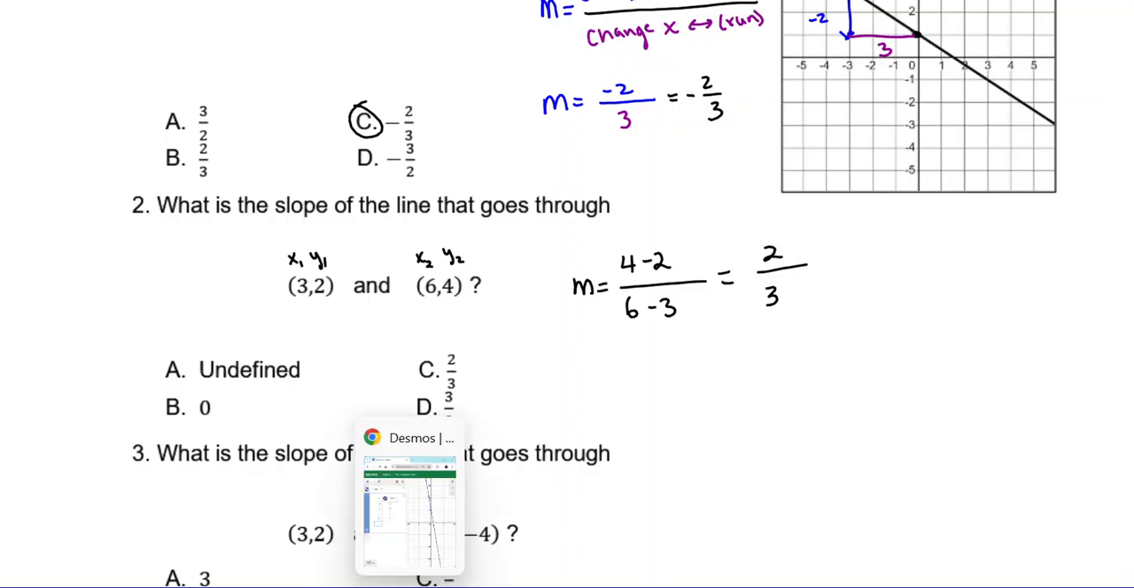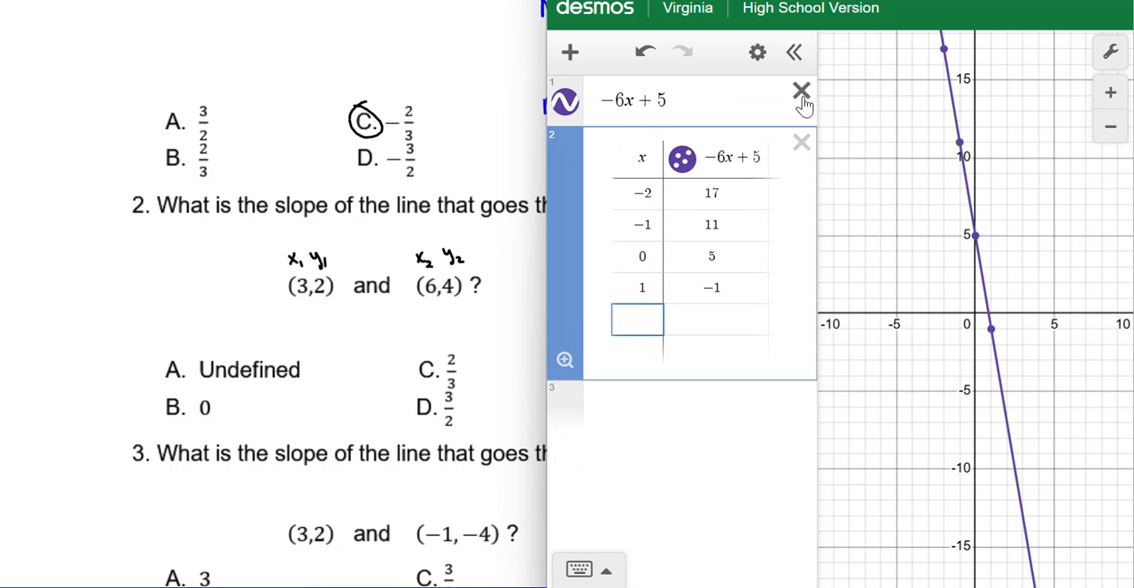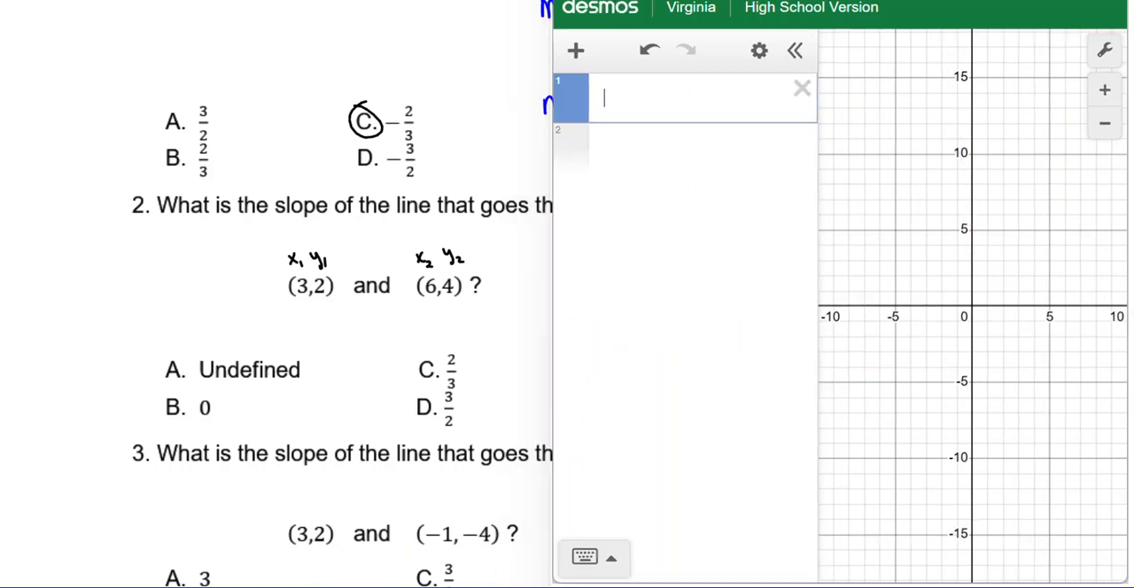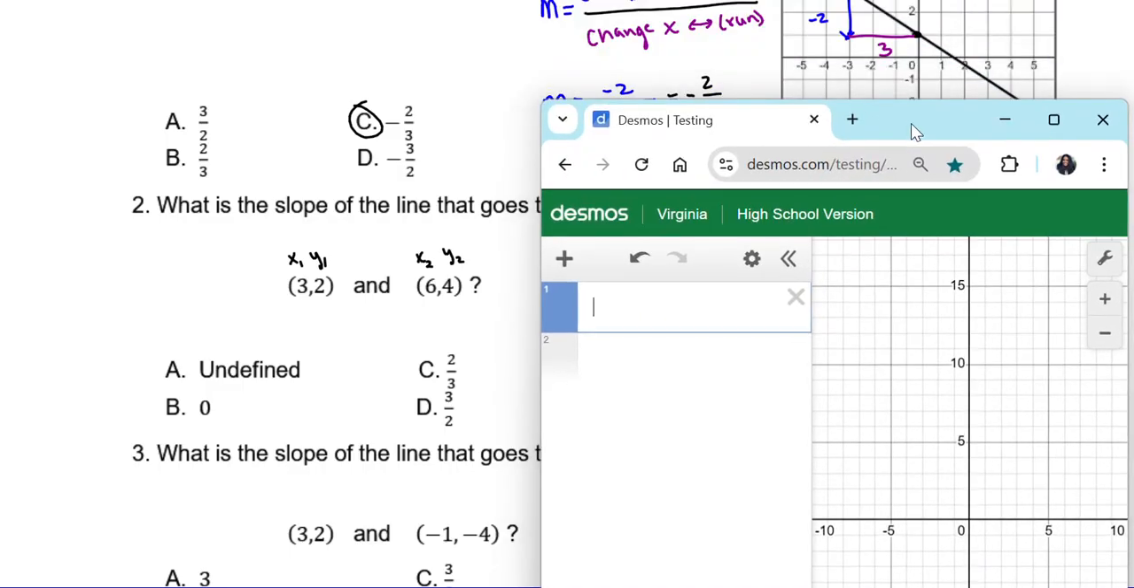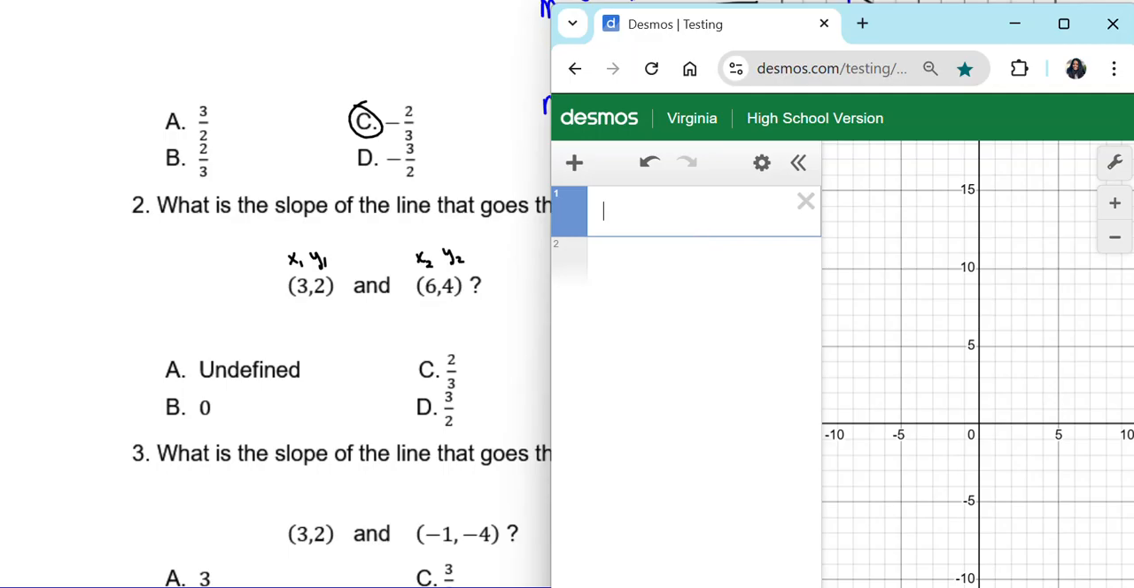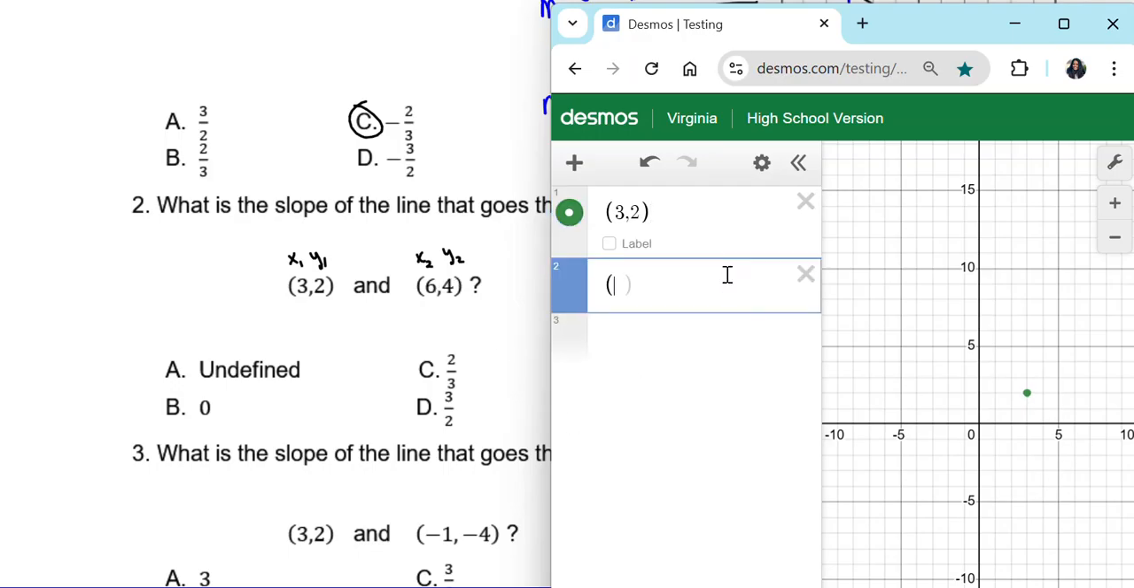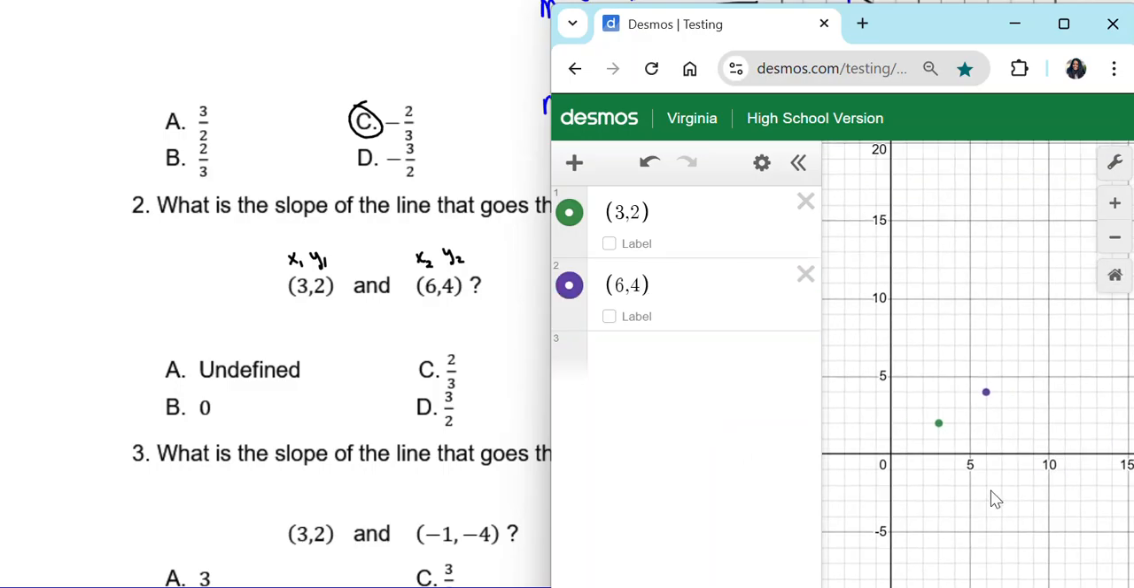I'm going to go ahead and bring in Desmos at this point, to show you another way to do this problem. In Desmos, you can put these coordinates in. I'll put the first coordinate 3, 2. There's that point right there. And I'll put the second coordinate in, 6, 4, because you might not remember the formula, or if you're not able to remember it, you can always put in the points and then just count.